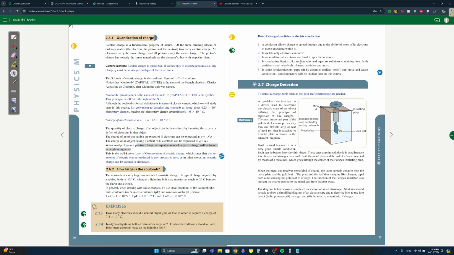In conducting liquids, like molten salts and aqueous solutions containing ions, both positively and negatively charged particles can move. I remember this came up. You need to know that in solutions containing ions, like molten salts or aqueous solutions, both the positive and negative can move. But in metals, only the negative electrons can move. Only in the ions and the aqueous solutions can positive and negative move.